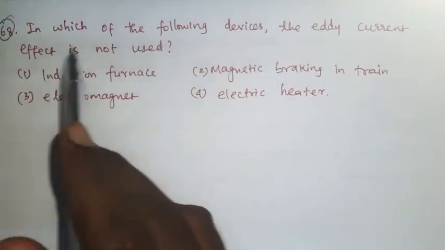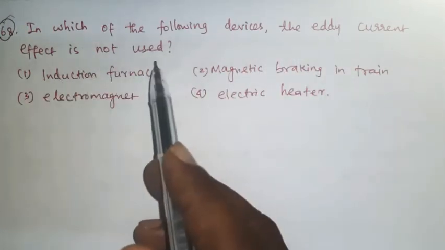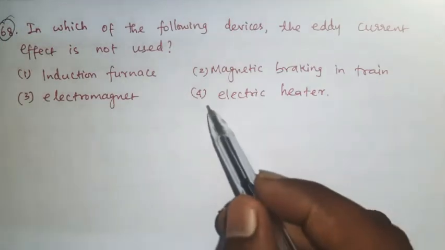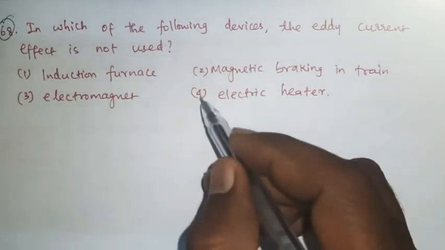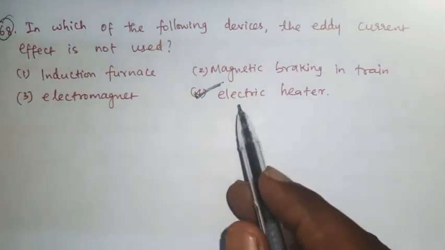Question 68. In which of the following devices is the eddy current effect not used? Electric heater. In an electric heater, eddy current is not used. Option 4 is the right answer.